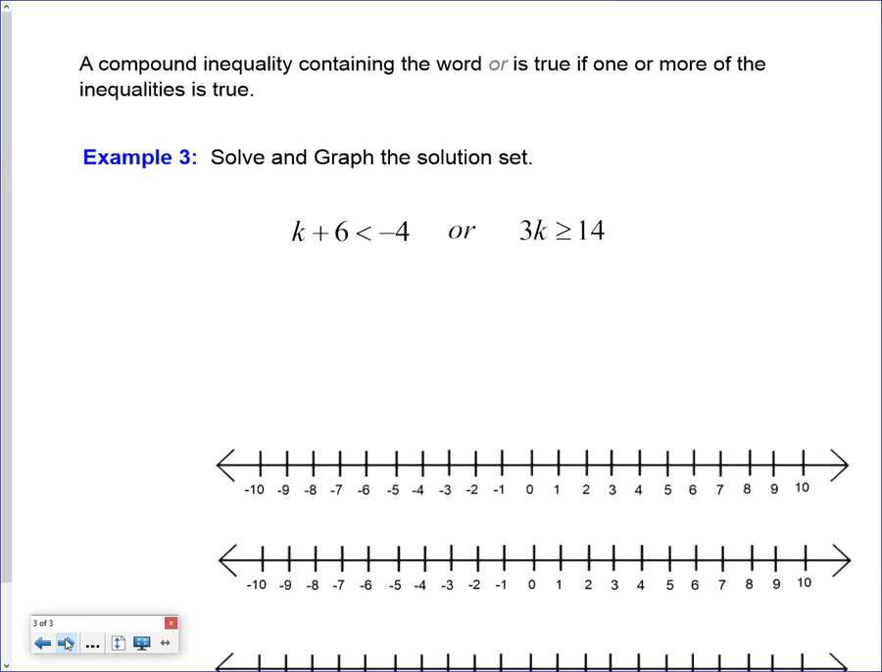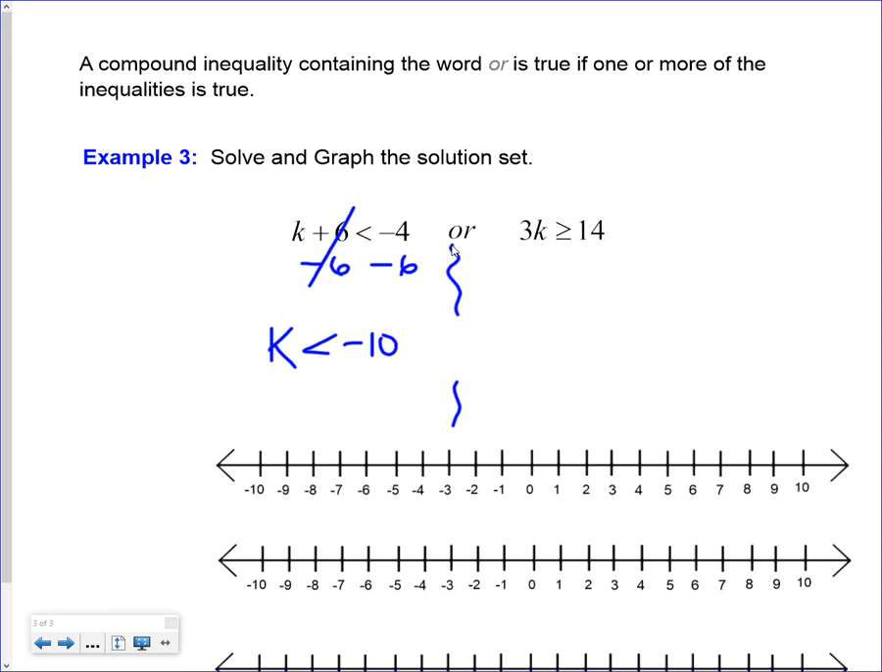All right, so let's look at an or one. A compound inequality containing the word or is true if one or more of the inequalities is true. All right? So you do it the same way you would do an and one. You get two separate ones, so just solve them separately. So we've got k plus 6 is less than -4. So to solve this, we would subtract 6 from both sides. We get k is less than -10.